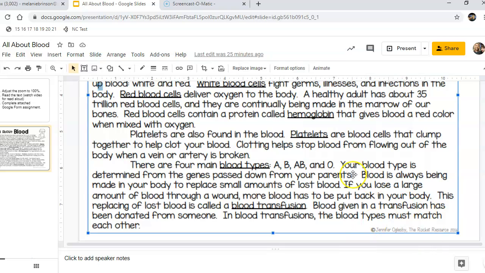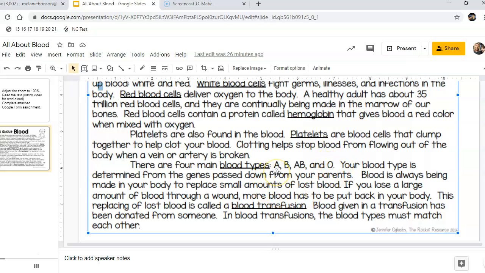People who are blood type AB can receive A blood and B blood, because it's called AB. So it can receive A blood, it can receive B blood, and it can receive O. Everyone can receive O. O blood people like myself, however, can only receive O blood.